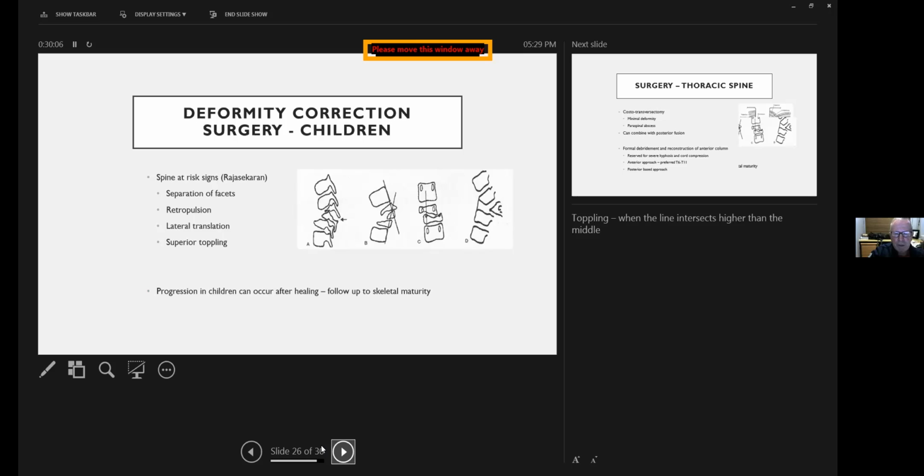Lateral translation basically is if you draw a vertical line up through the middle of the pedicle of the most proximal normal vertebra in the lower segment, if it doesn't go through the pedicle at all of the normal vertebra above it, then you've got lateral translation. And superior toppling: if you draw a line on the lateral X-ray along the anterior border of the first normal vertebra, it should intersect the first normal vertebral body above the deformity in its lower half. Okay. Right, so I'm trying to show how to make that more obvious. But those are the 4 signs of spine at risk, and you need to look out for these on plain films. And I just need to tell you that with children, progression can occur after healing, so you need to follow them up to maturity.